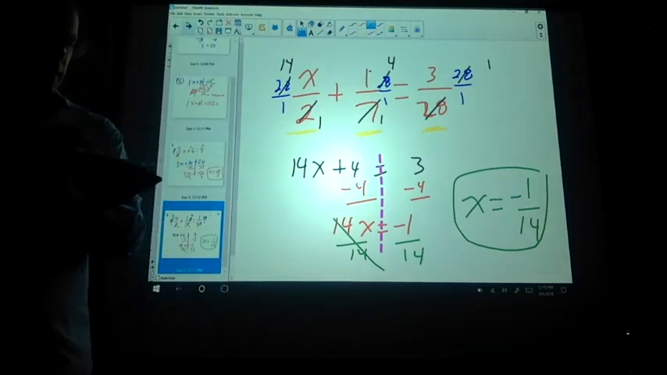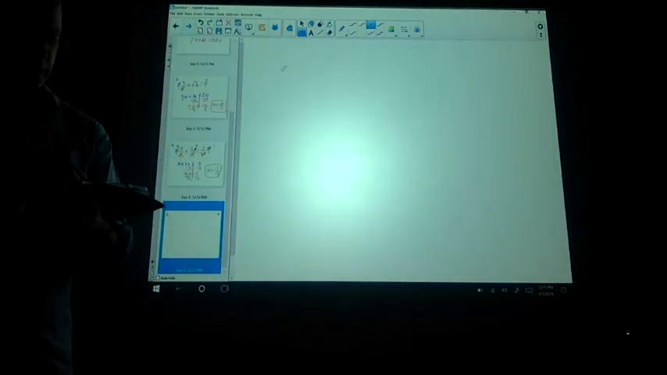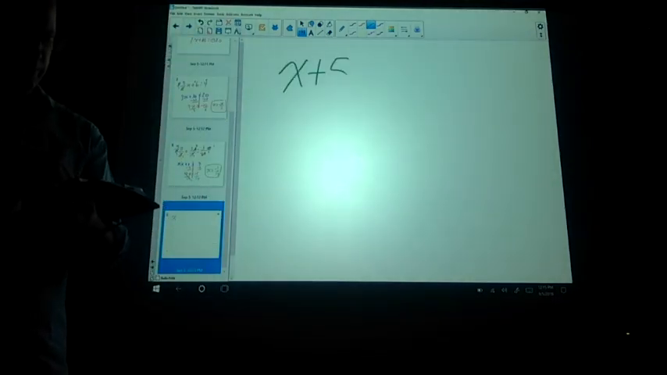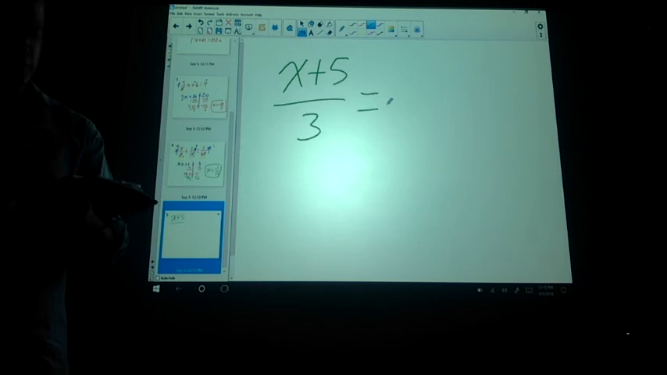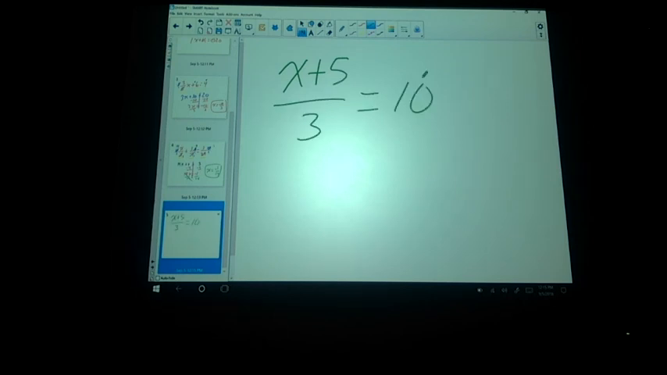How might I do a problem like this? How many terms do I have? 2. I have this one and I have this one. Agreed? What can I multiply both sides by to get rid of the denominator? Yeah, so this is going to be 3 over 1, and this is going to be by 3. So those cancel. That just leaves me x plus 5.